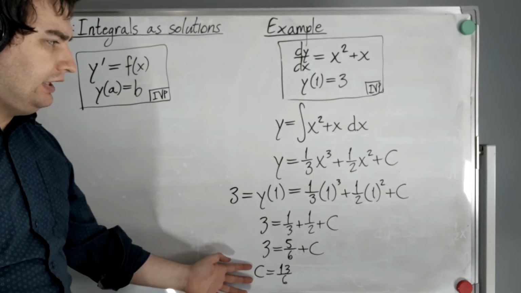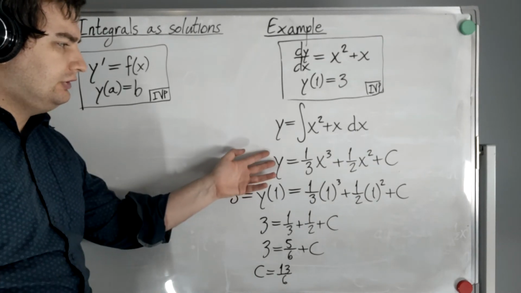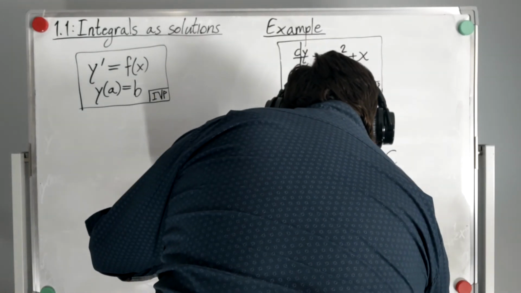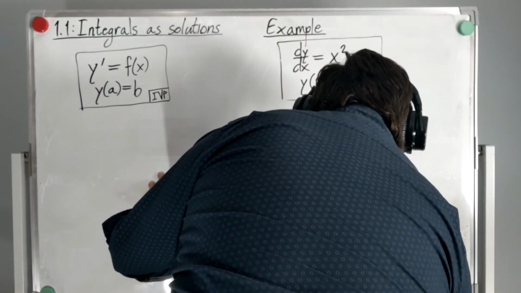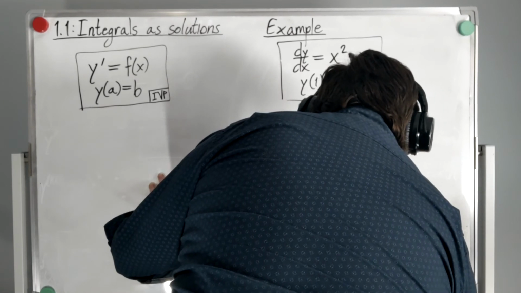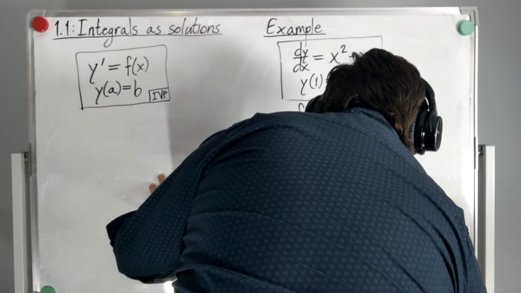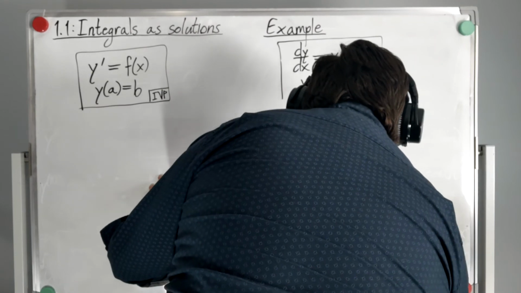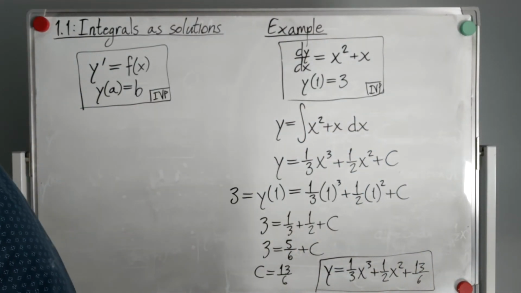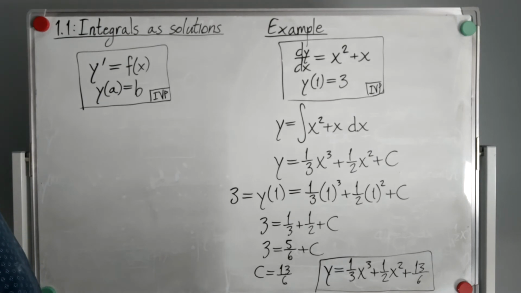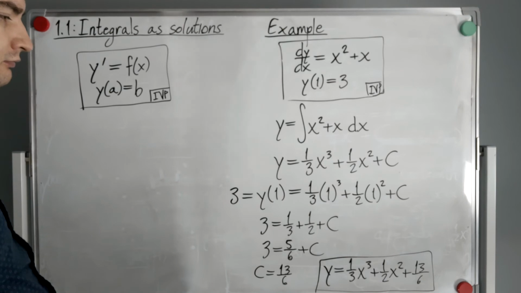That tells us what c is. So the particular solution that solves our initial value problem is 1/3 x cubed plus 1/2 x squared plus 13/6. And then we're done.